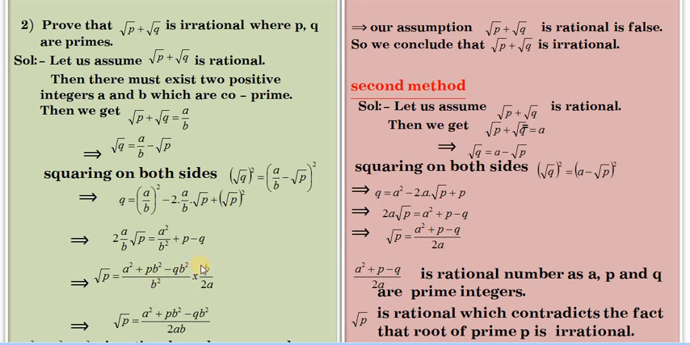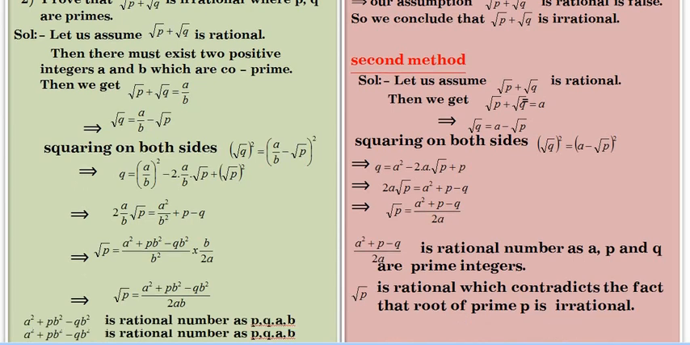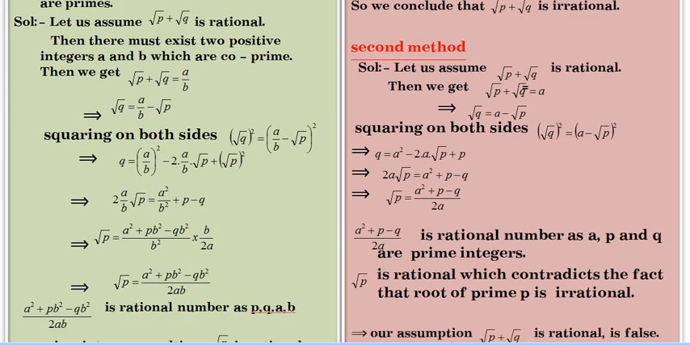Now here one b cancels. So after simplification we get root p is equal to a square plus p b square minus q b square divided by 2ab. Now here a is a prime number, p is a prime number, b is a prime number, 2 is a prime number. So the form that is formed due to these prime numbers will be a rational number. So if this is a rational number, that means root p is a rational number.